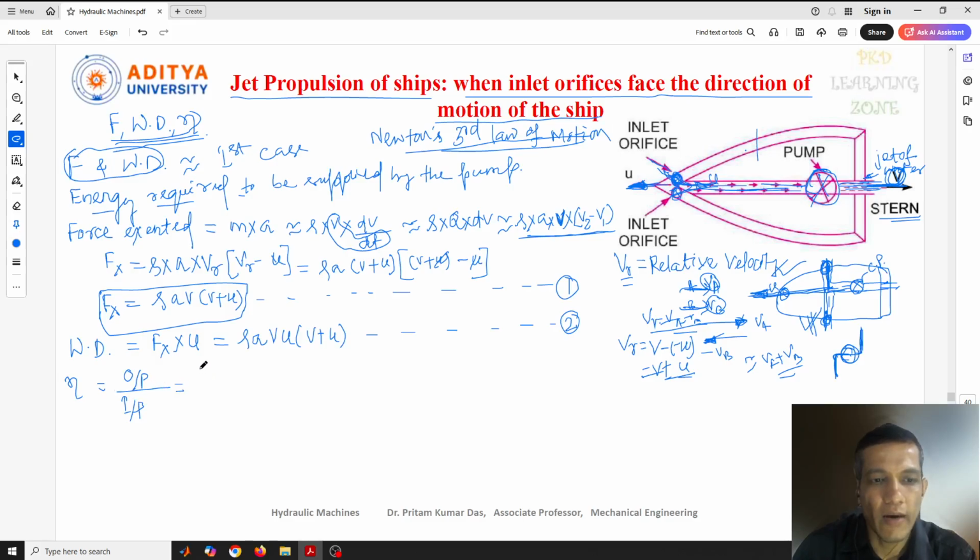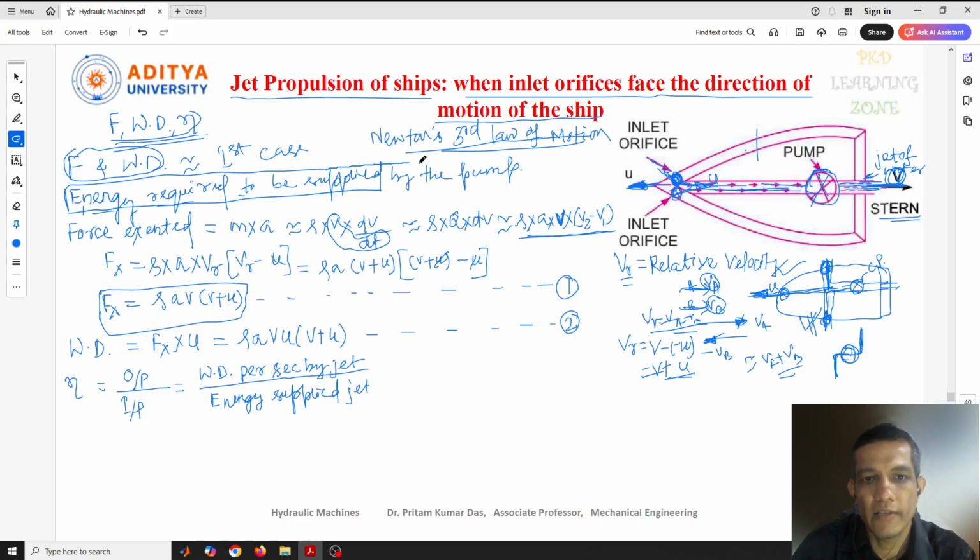So the output is nothing but the work done per second by the jet. And what is the input given to this one? The input is the energy supplied by the jet. Initially what I have written here, the energy to be supplied by the pump, or we can say by the jet, is what we need to find out.